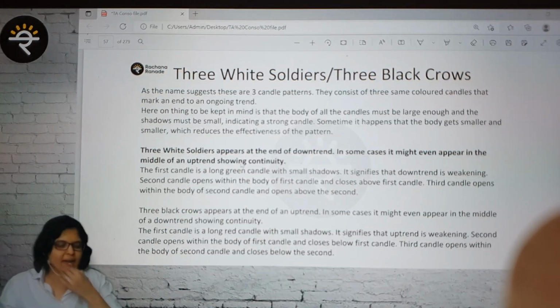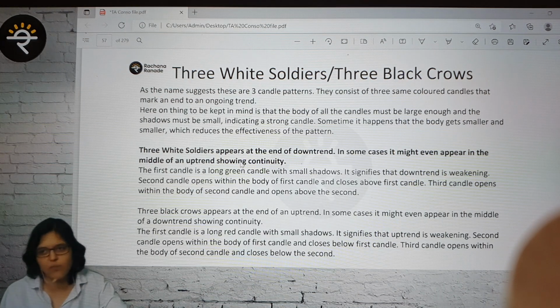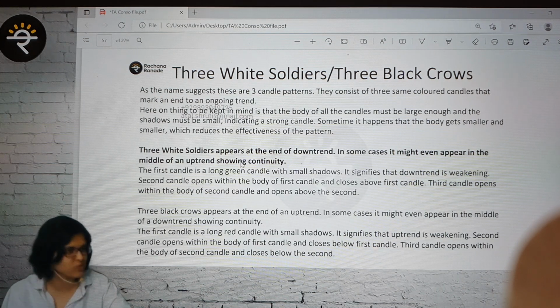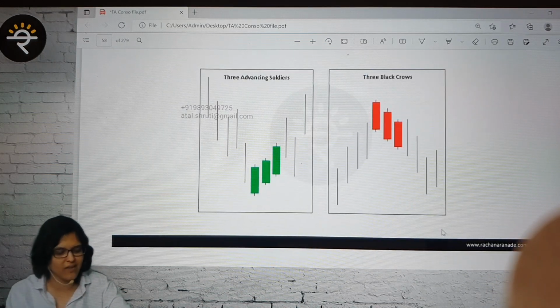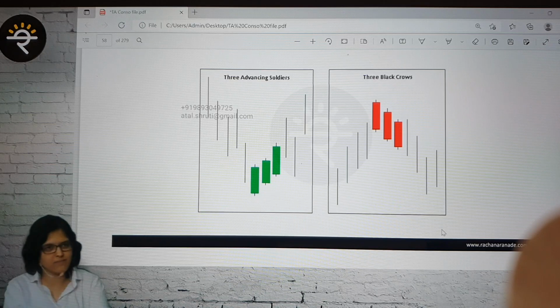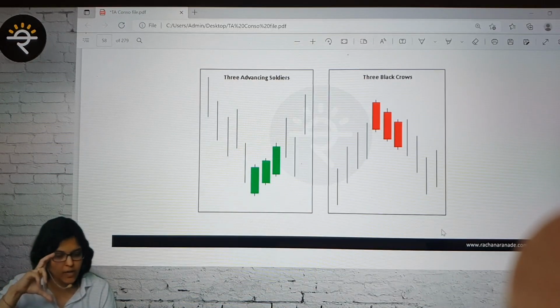Okay? So moving ahead, again I can tell you, we can go with n number of candle patterns. This I have not covered in 1.0. I'm covering it in 2.0. Three white soldiers or three black crows. Okay? Three white soldiers look something like this. Three advancing soldiers, you can say. So three green candles back to back, whose body is comparatively big. No small body. Big body of the candle. Okay? And what can you see here?